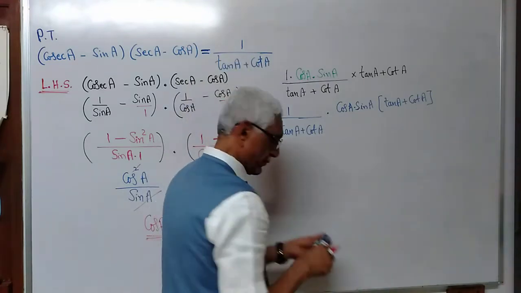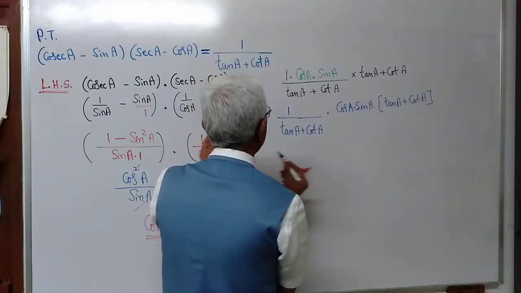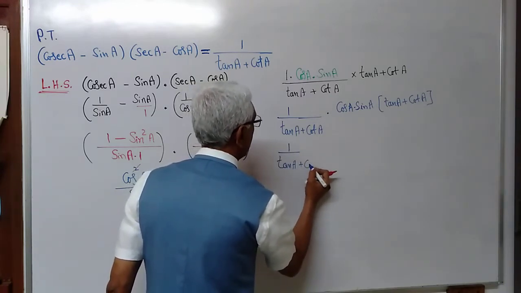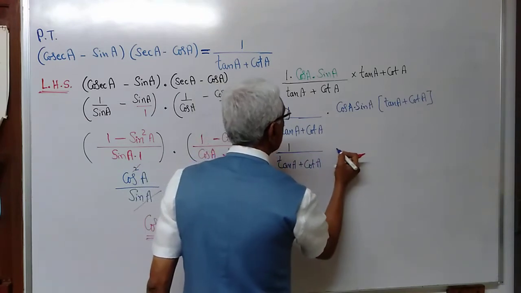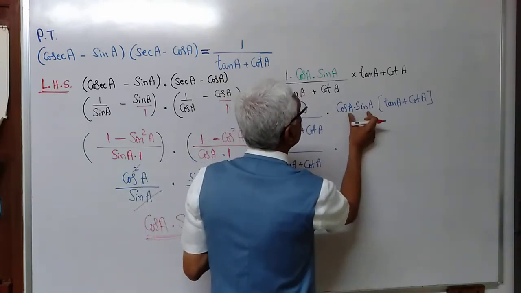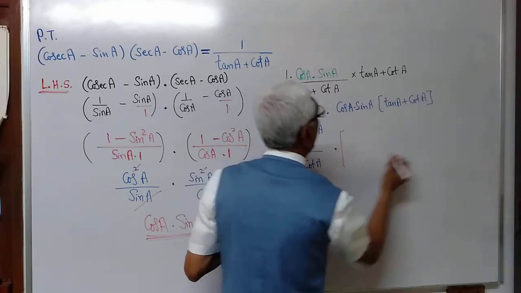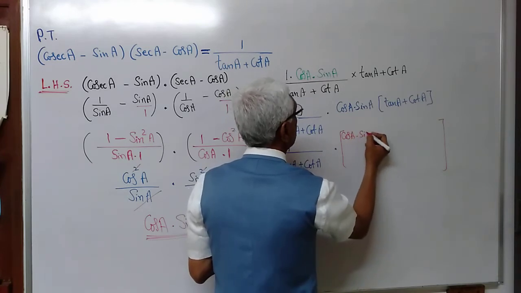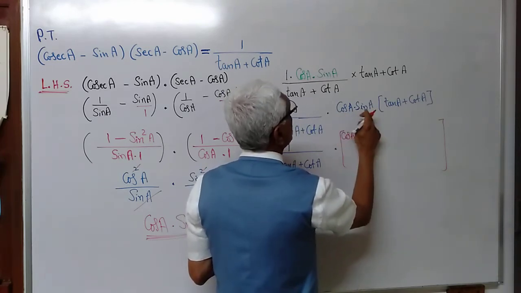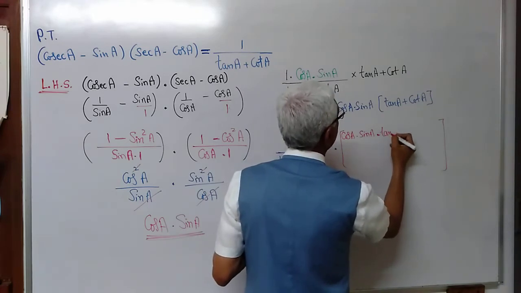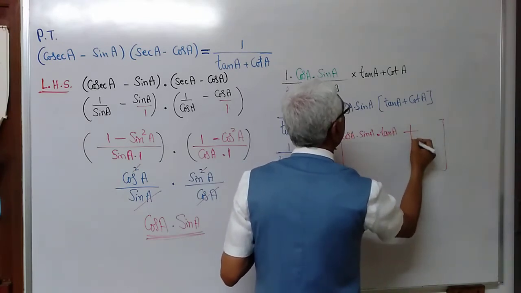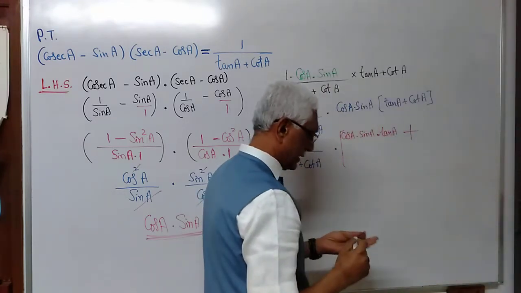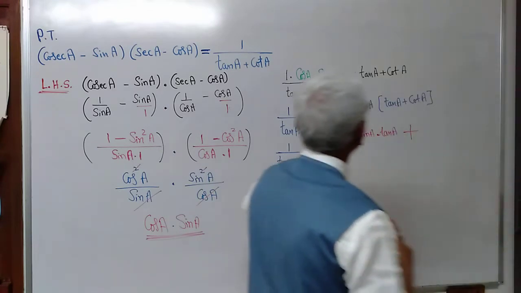See the beauty here. So that is 1 by tan A plus cot A into this into tan A. Please watch. I will multiply it in the bracket, okay? Cos A into sin A, cos A into sin A into tan A plus, I am removing the bracket, right? I am not doing any magic. I am just removing the bracket.